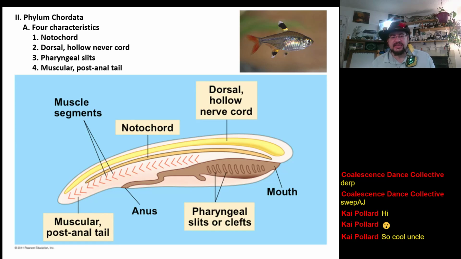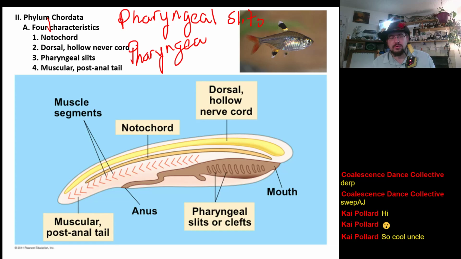Pharyngeal slits. Also sometimes called pharyngeal gill slits. Not always used for gills for respiration, but these are pharyngeal slits.